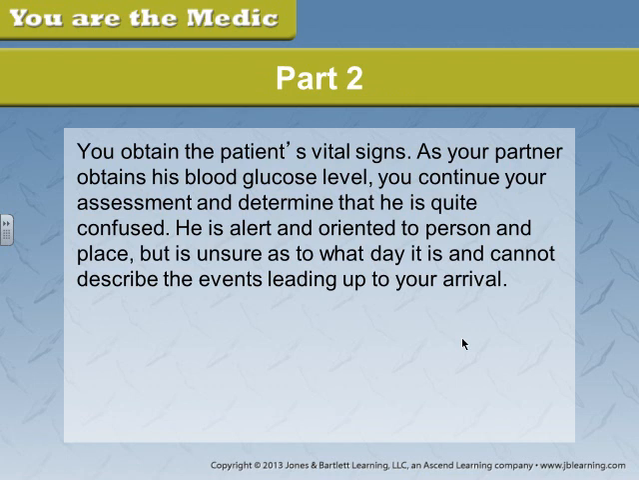As your partner obtains his glucose level, you continue your assessment and determine that he is quite confused. He is alert and oriented to person and place, but is unsure of what day it is and cannot describe the events leading up to your arrival. Okay, so it would be a concern, but there are some perfectly oriented people that couldn't tell you what day it is, especially when you're retired and you don't really have to keep track of time, right? So you definitely want to assess a little bit deeper.